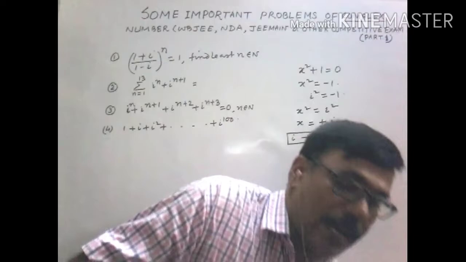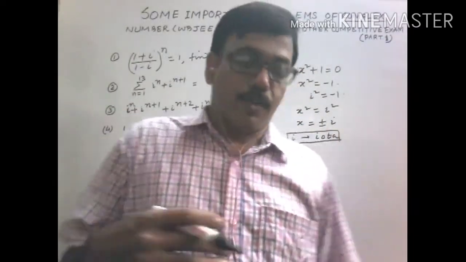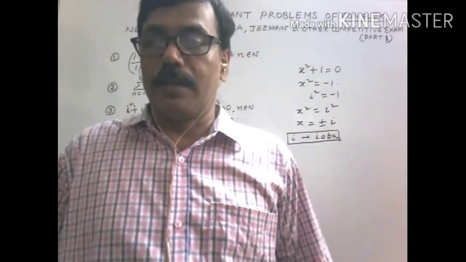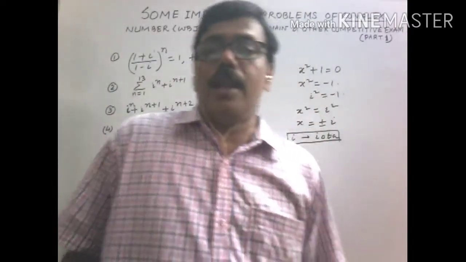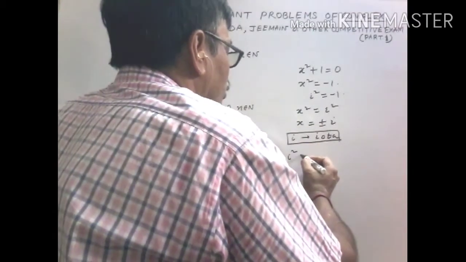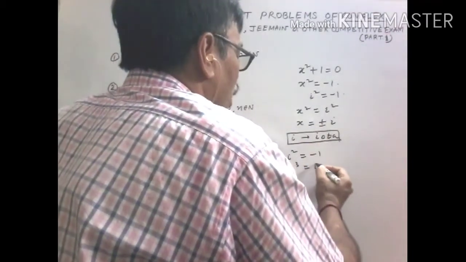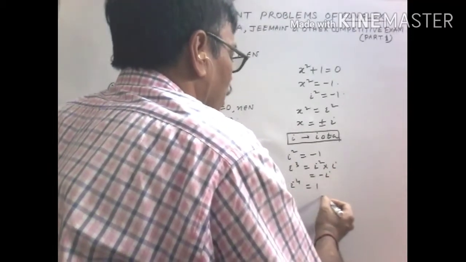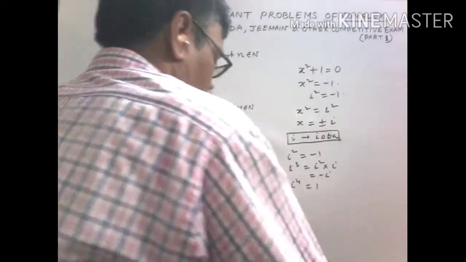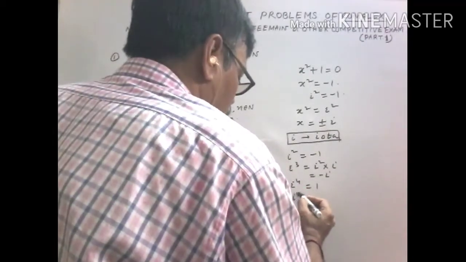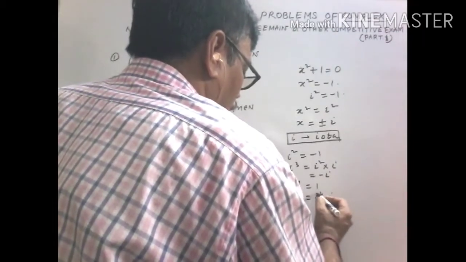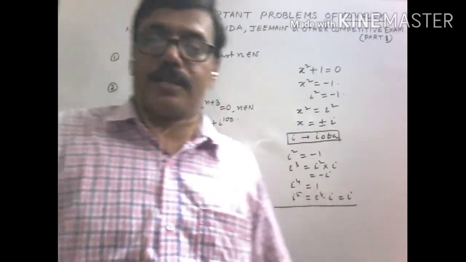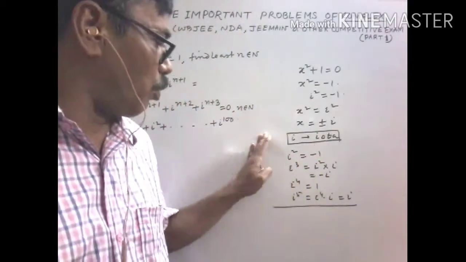So what is i? i equals root over minus 1. So i square equals minus 1. i cube equals i square into i, so minus i. i to the power 4 equals 1. Now i to the power 5, if you take, is i to the power 4 into i, so this is i. So look, any power of i can be expressed in 4 possible ways.